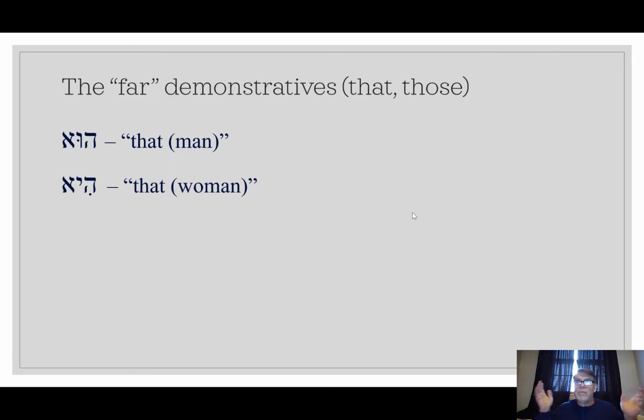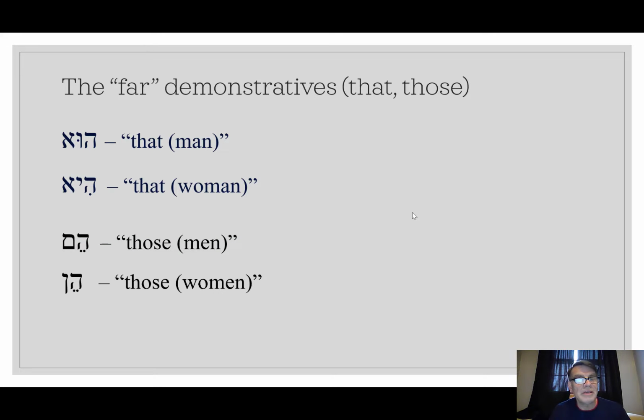And you might say, wait a minute, how can it mean both he and that? Get over it. Languages are sloppy. Ours is not to question why. Ours is just to memorize or die. So hu is normally the pronoun he, but if it's describing a masculine word, it can mean that. And hi is normally the word for she, but if it's describing something that's feminine, it can mean that. That's the far demonstrative. The plurals, you might guess, are ta-da!